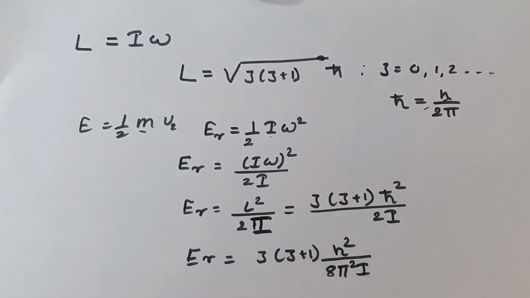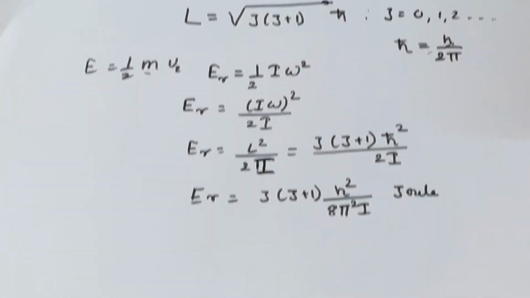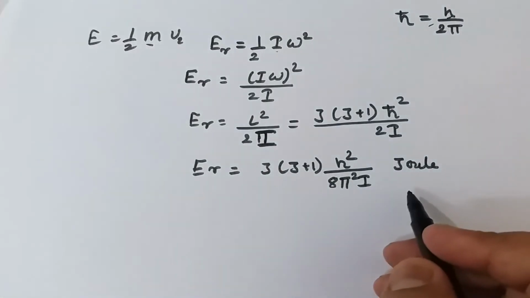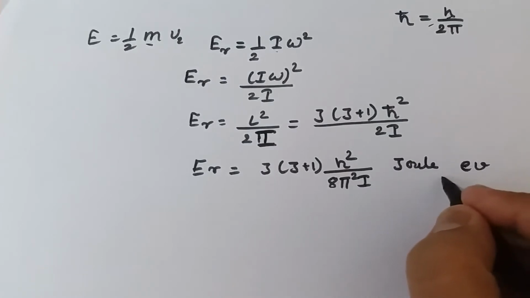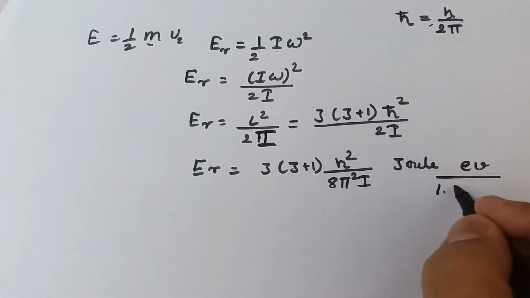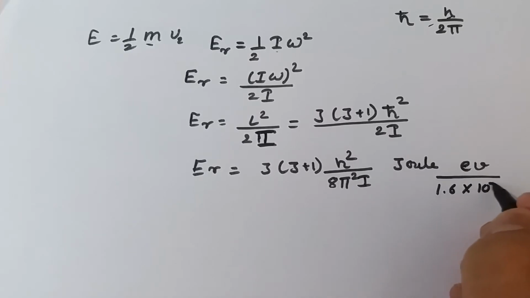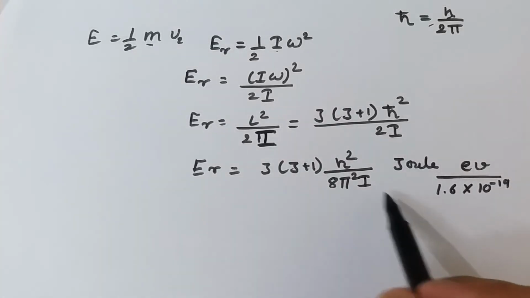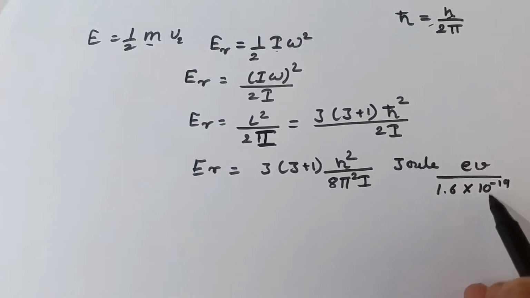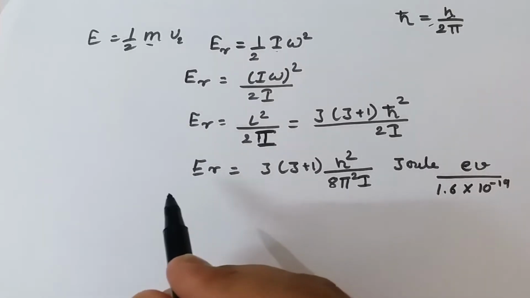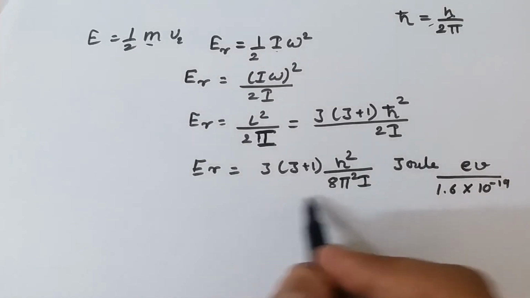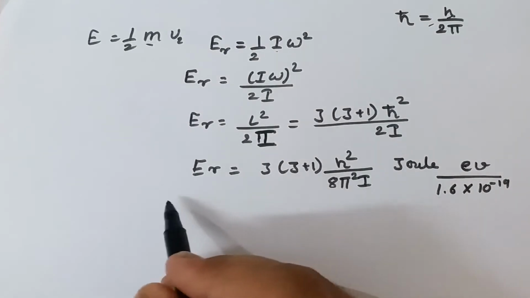So this is the value of the rotational energy, and generally the unit of this rotational energy is joule. If we want to convert this energy into electron volt, the value should be divided by 1.6 into 10 raised to minus 19. So when we divide joule by 1.6 into 10 raised to minus 19, the unit will be electron volt. And this representation we have already seen when we were deriving the rotational partition function. We directly used this value, and today we have derived it.